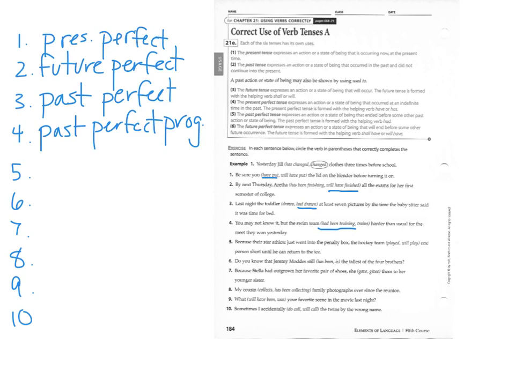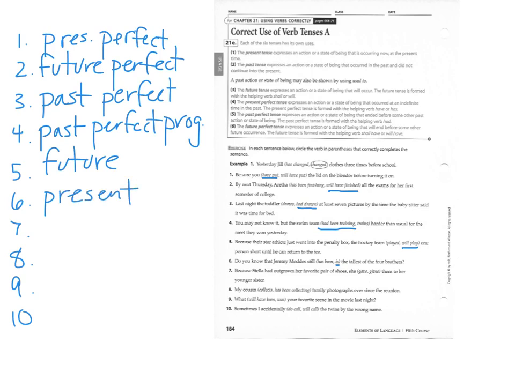For number 5, because their star athlete just went in the penalty box, the hockey team will play one person short until he can return to the ice. So we're going to say it's going to happen in the future, so it's going to be will play. For 6, do you know that Jeremy Moses still has been or is the tallest of the 4 brothers? We're going to go with is. Okay. Because it's happening now, and that's going to be simple. It's going to be present.